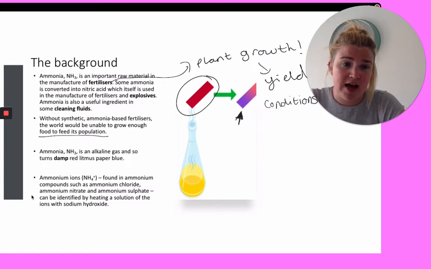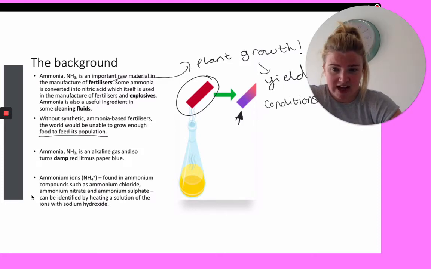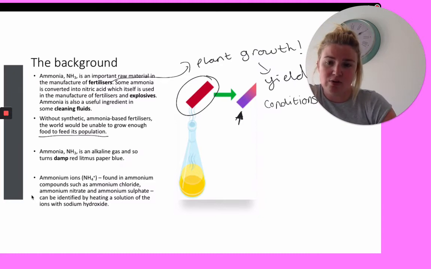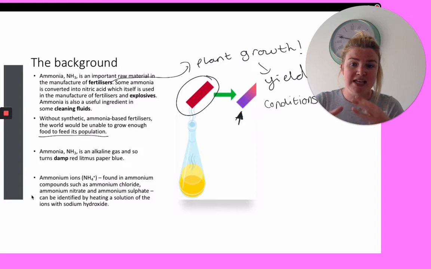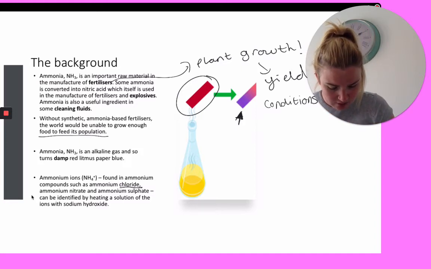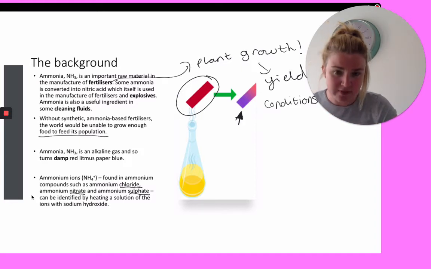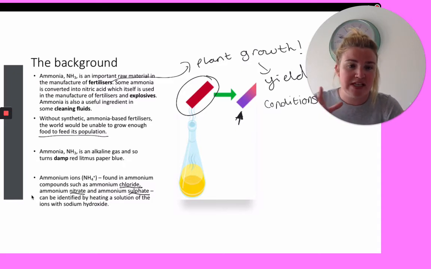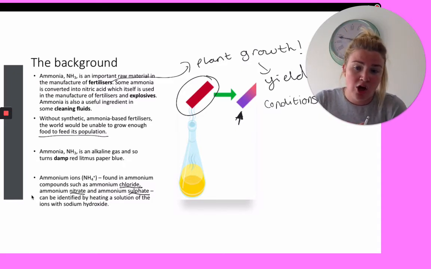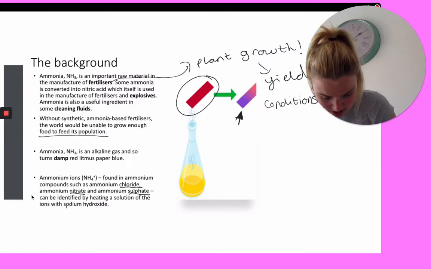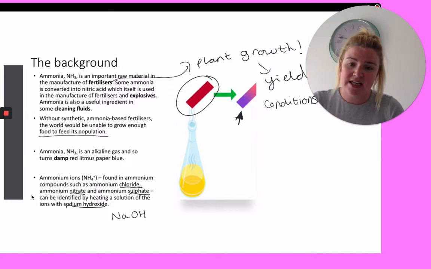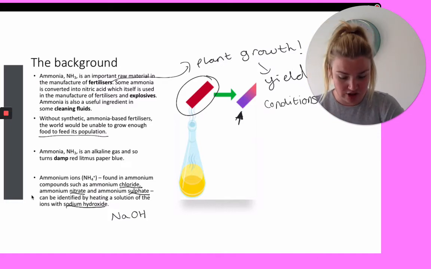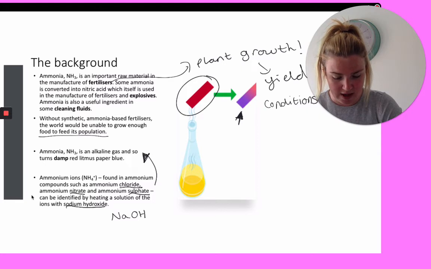Damp red litmus paper, and it should turn blue. Sometimes they ask you, so I've added this down the bottom, how do you test for ammonium compounds, so ammonia mixed with something else, often chlorine or nitrogen or sulfur. So how do you test if ammonia is being mixed in with something else? All you have to do is heat it with sodium hydroxide, so that's NaOH. Heat it with sodium hydroxide, and then you just do the damp red litmus paper test.